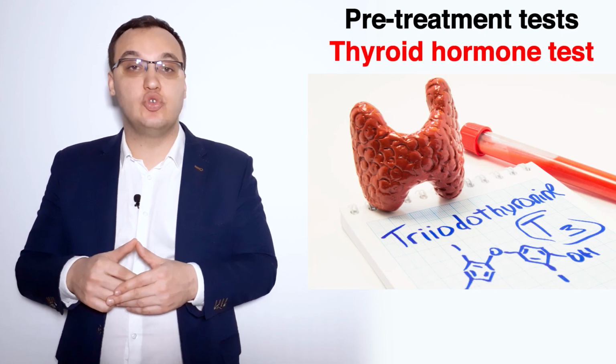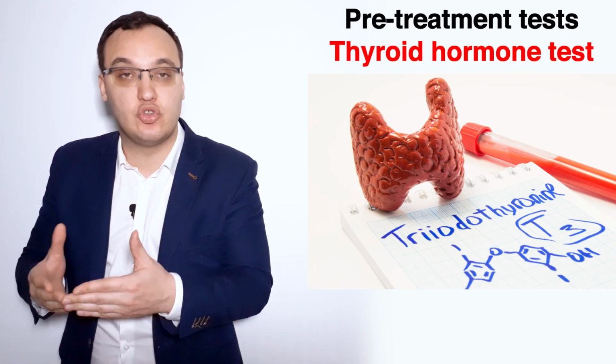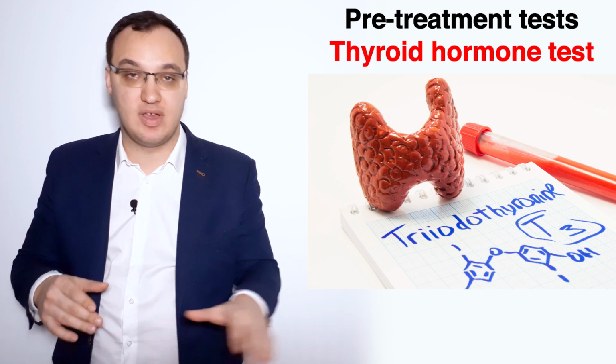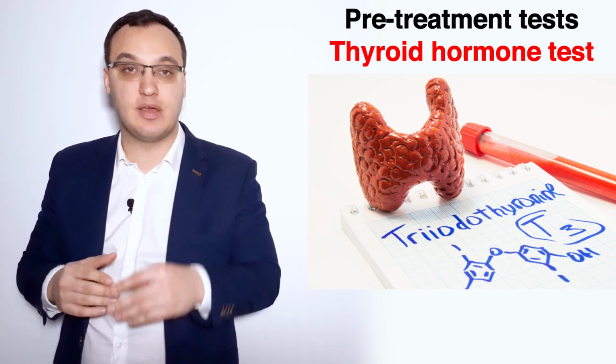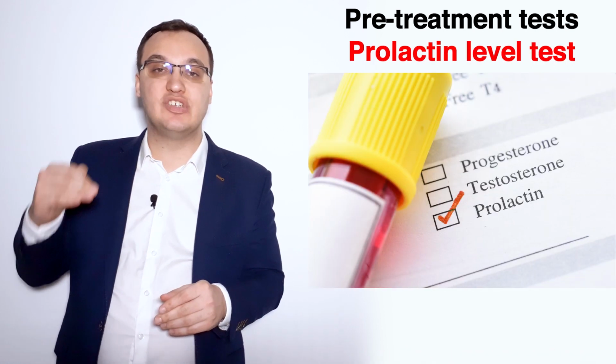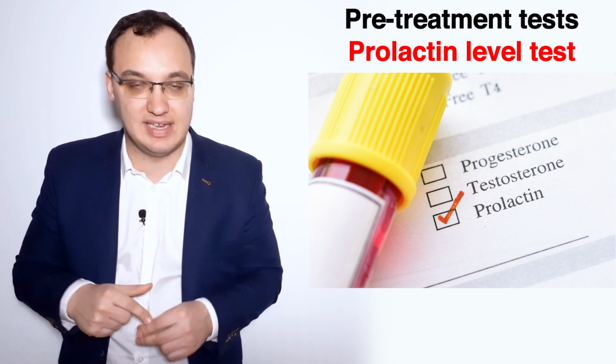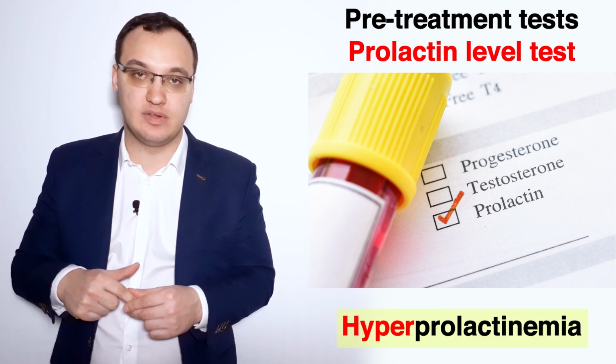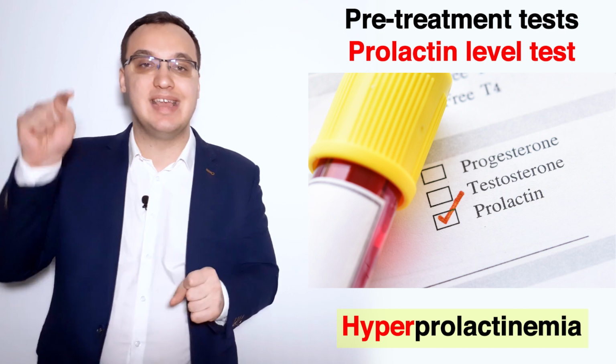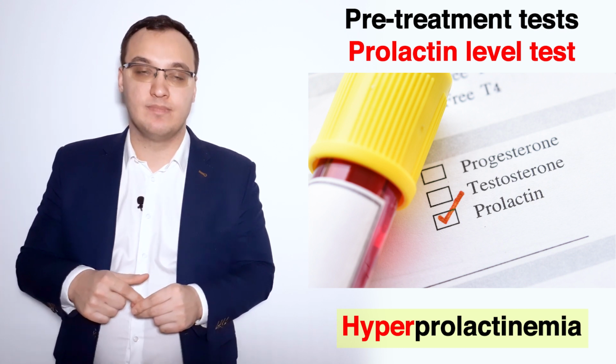Next one, what do we need to check? Thyroid hormones. Why? Antipsychotics can cause hypothyroidism, for example. Therefore, check the thyroid hormone. It can also cause an increased prolactin level. So you need to check the prolactin level. Hyperprolactinemia, it's called: increased prolactin in the blood. Emia means in the blood. So please check that.